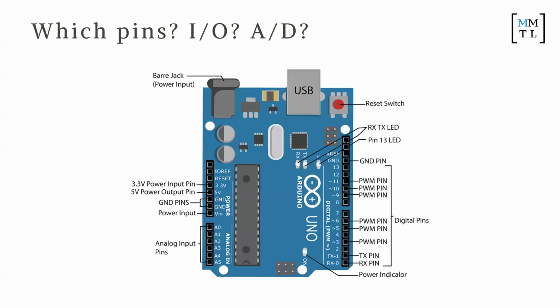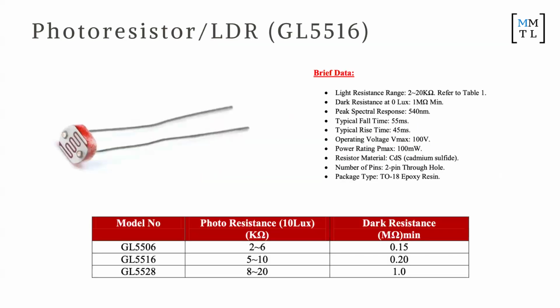If you take a look at the specs of the photoresistor, go back here. When it's 10 lux, which is roughly the light of a street lamp, then the resistance of this component is 5 to 10K. And then when it's dark, it's 200K, or 0.2 million ohms.